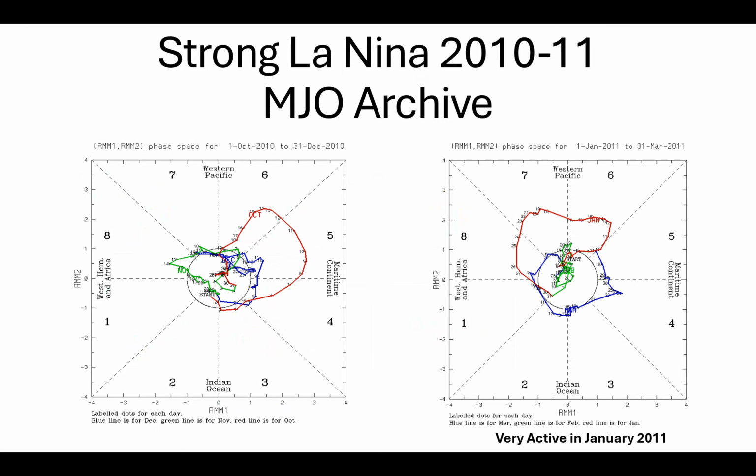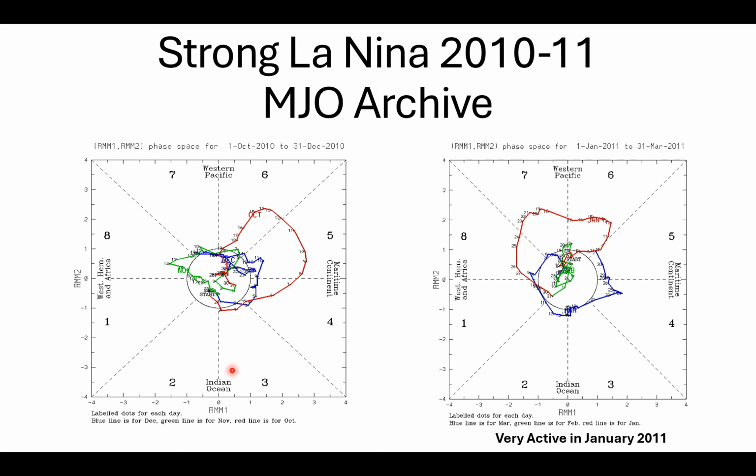Now let's examine the past La Nina winters going back to the 2010-11 winter season. We're going to first examine the strong La Nina of the 2010-11 winter and look at the MJO. Before we do that, I want to just briefly explain how to interpret this MJO phase diagram. The MJO phases run from phase 1 all the way through phase 8. And each of these colored lines represents a specific month.